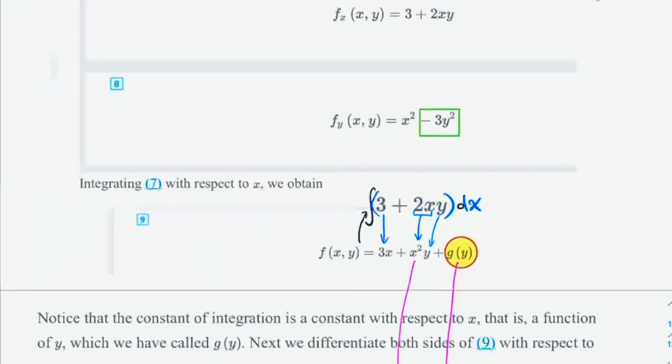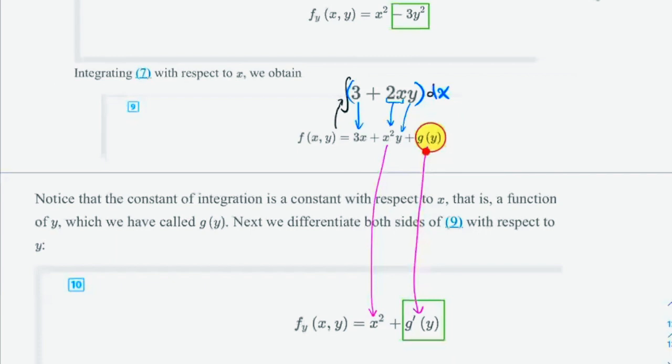Now the next step over here, we're going to use this information and use this information. So we're going to differentiate this function, take the partial derivative of this with respect to y, so that we can compare with this partial derivative with respect to y, so that we can figure out what this g of y is equal to. So take the partial derivative of this with respect to y. The derivative of 3x with respect to y is 0.